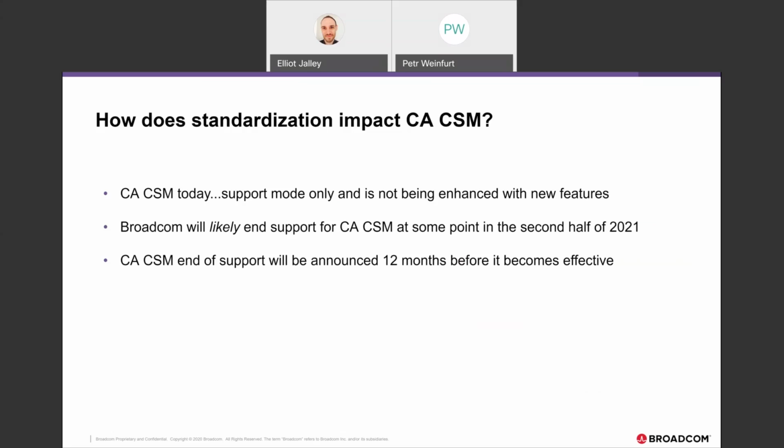So at the moment, as you can see here on the slide, the second bullet point indicates second half of 2021. That is my estimation at this time, but nevertheless, I think it gives you an indication that end of support for CSM is something that will be coming down the line in the short to medium term. So clearly, the third bullet point there is important. As per our usual policy for announcing end of support, we will give 12 months notice before it becomes effective.